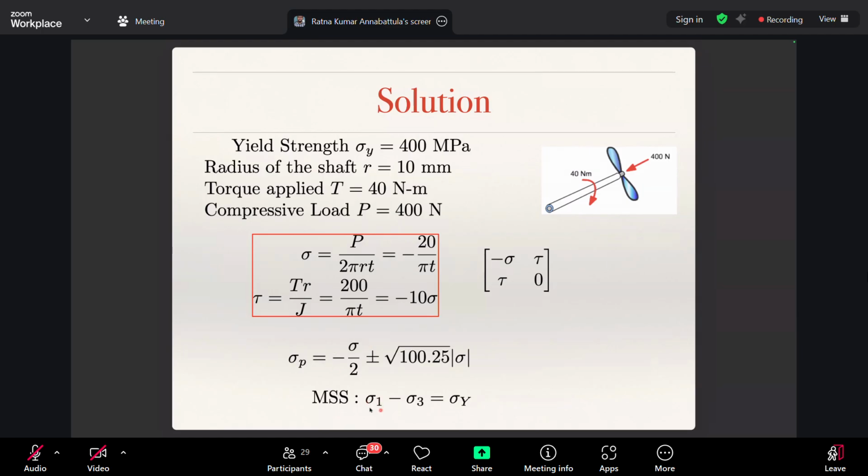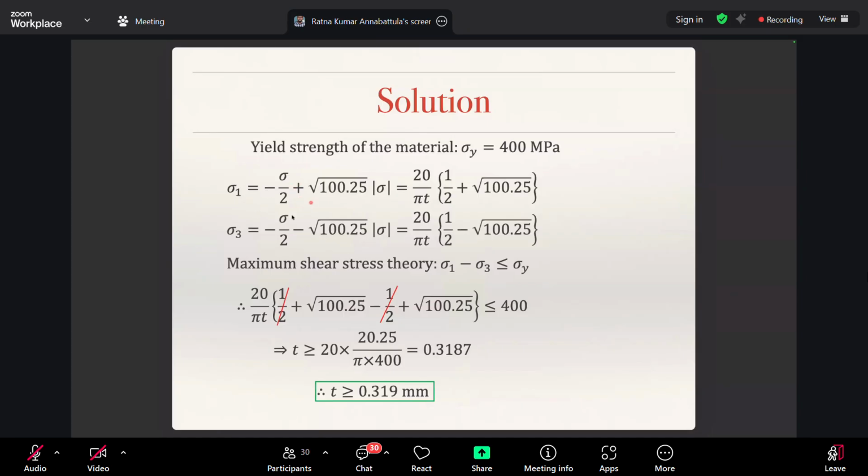And our maximum shear stress theory says that sigma 1 minus sigma 3 is equal to sigma y. Or you can also use the equivalent stress formula, because we are talking about maximum shear stress theory. We are required to find out tau max. You can also find it using the formula for tau max if you have it. Otherwise, sigma 1, sigma 3 you will find out. And by plugging into the previous equation, you will get sigma 1 to be this and sigma 3 to be that. And according to maximum shear stress theory, sigma 1 minus sigma 3 should be less than or equal to sigma y, assuming factor of safety is 1.